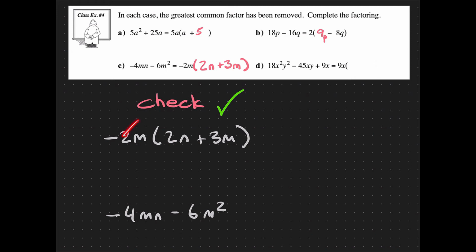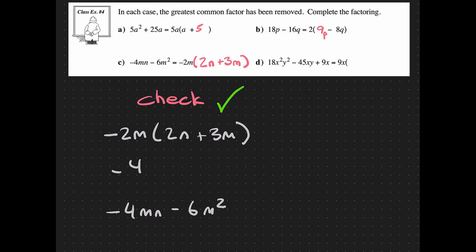So here we've got negative 2 times 2, which is going to be negative 4. I've got an m times an n, which is going to be mn. I've got a negative 2 times a positive 3, which is a negative 6. And I have an m times an m, which is going to be m squared. And now I look at these two right here and I see they're identical, so my check verifies that I factored that correctly.